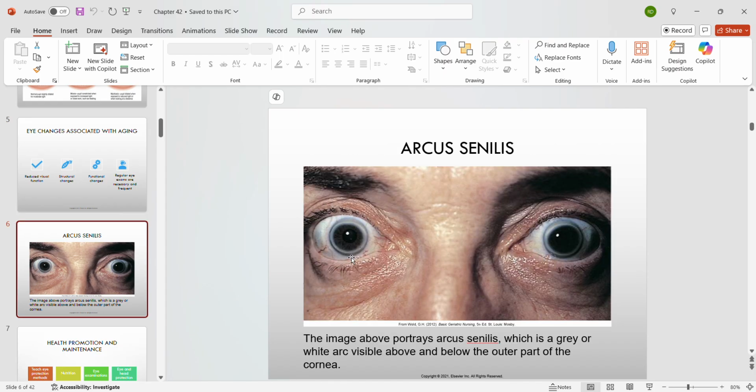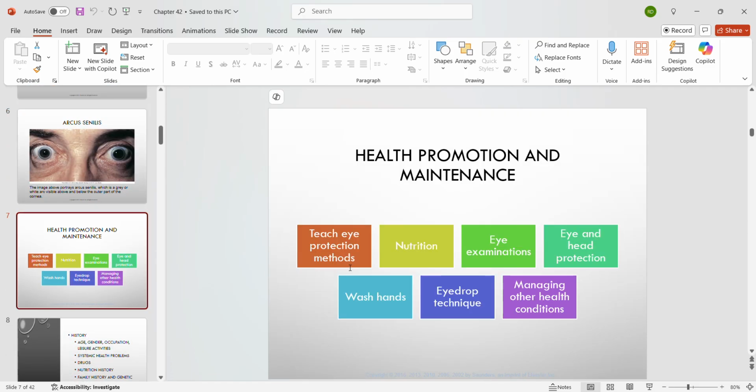So this picture shows what's called arcus senilis. This is caused by fat deposits. It doesn't change vision, but it can be associated with high cholesterol, particularly in younger individuals. If the ring is only present in one eye, it's called unilateral arcus senilis. It can indicate a problem with the coronary arteries, and it should be investigated.